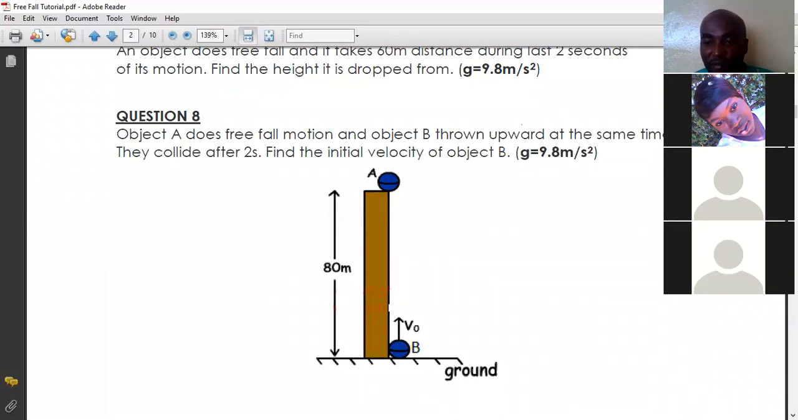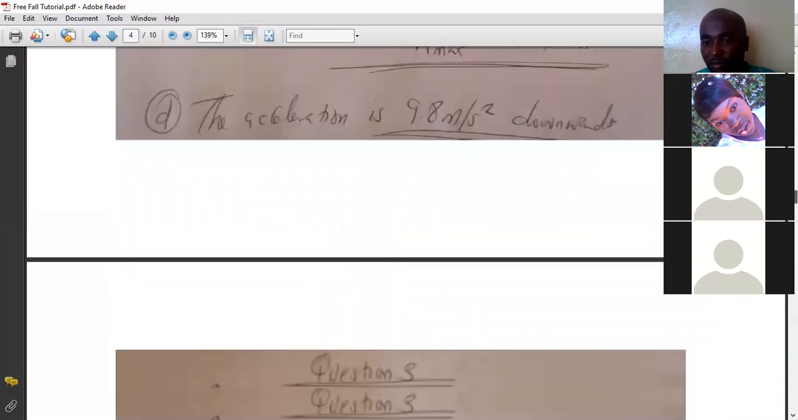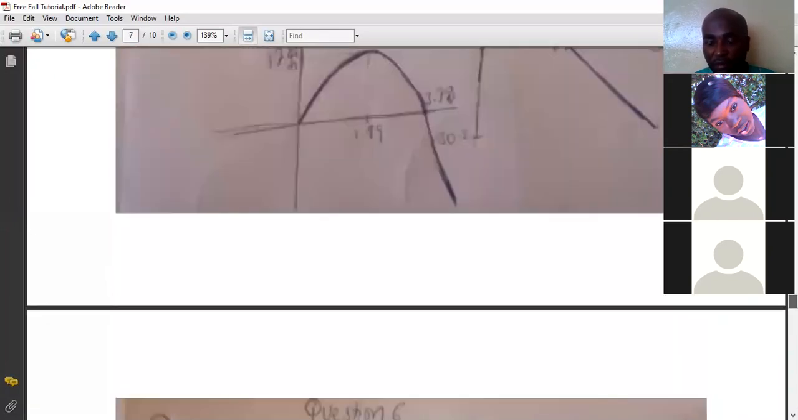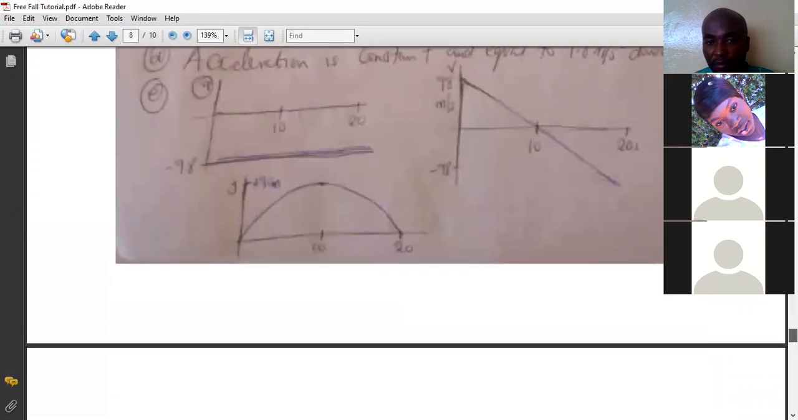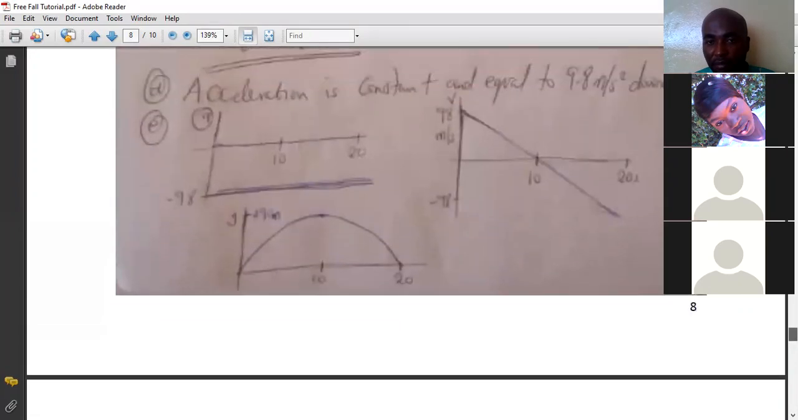Sir, I want to ask on the graph. Those graphs, are they specifically like the graph of velocity is like this, or the graph of acceleration is like this? Can you master them? Yes, the graph of acceleration looks like this. They are like that.